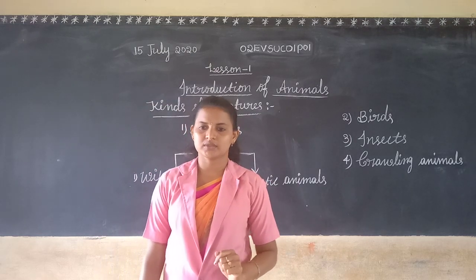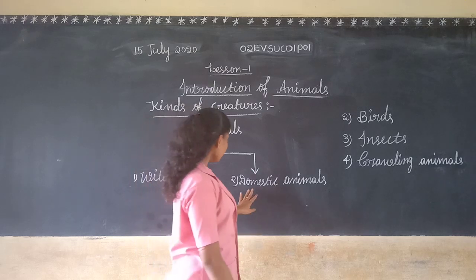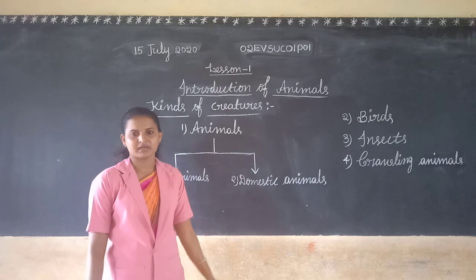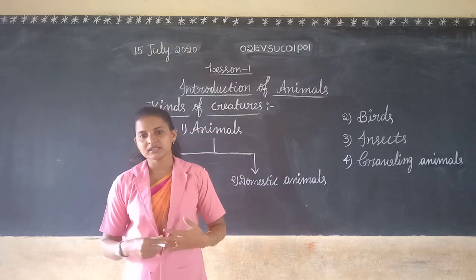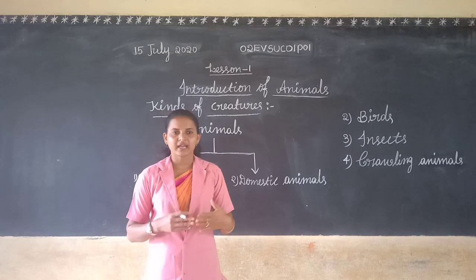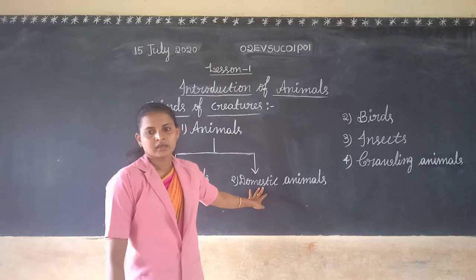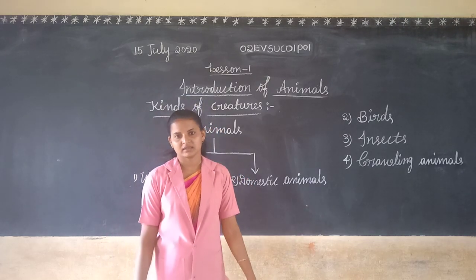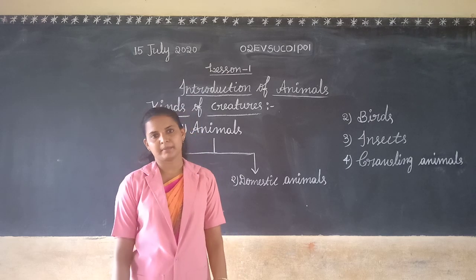We can see these animals in a zoo also. Next, second one, domestic animals. Some of the domestic animals: cow, buffalo, goat, sheep, bulls, horse, camel, parrot, hen, dog, cats, etc. They are called domestic animals because they live in or around people's houses. People feed and tend them.